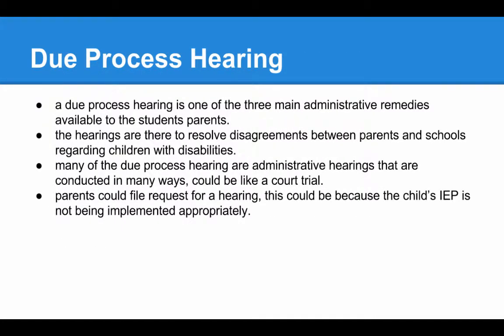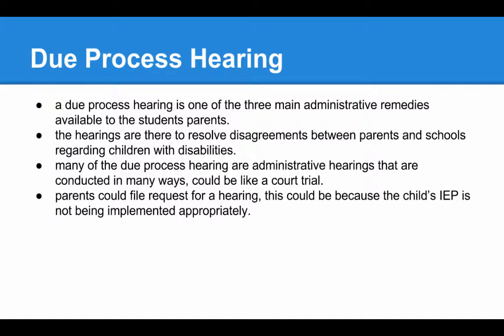Due process hearing. So a due process hearing is one of the 3 main administrative remedies available to the student's parents. Hearings are there to resolve disagreements between parents and schools regarding their child or children with a disability. Many of the due process hearings are administrative hearings that are conducted in many ways just like a court trial, possibly.